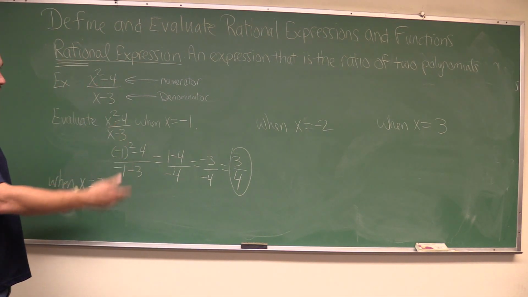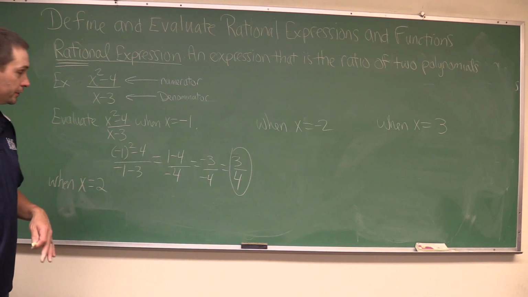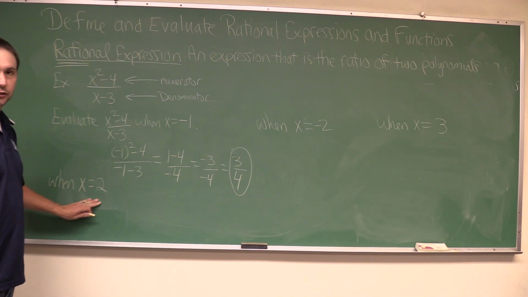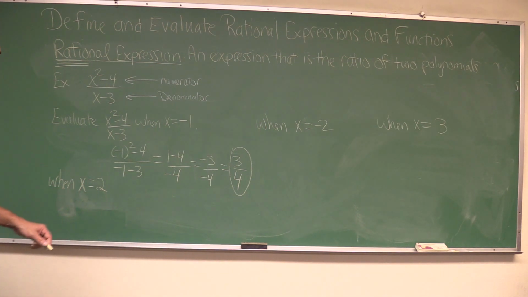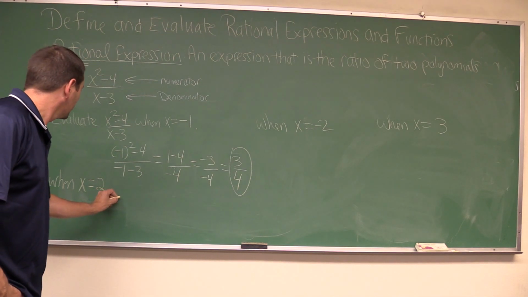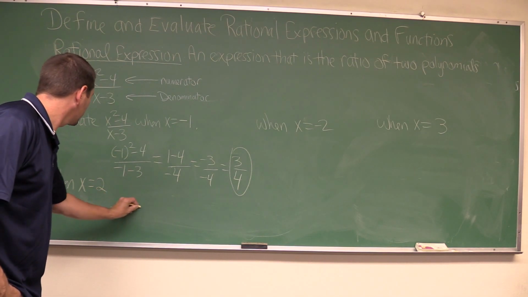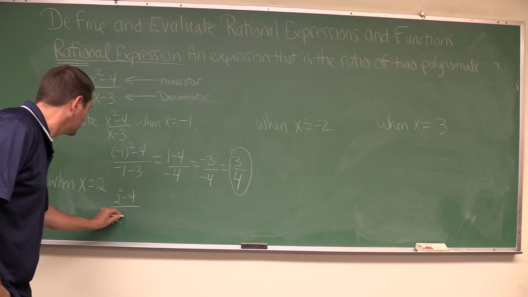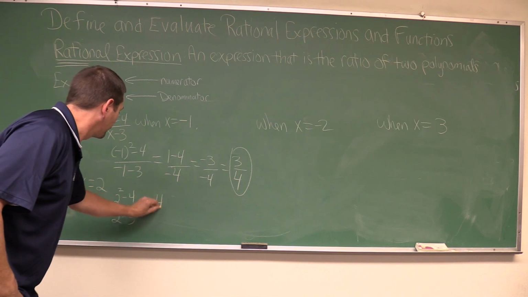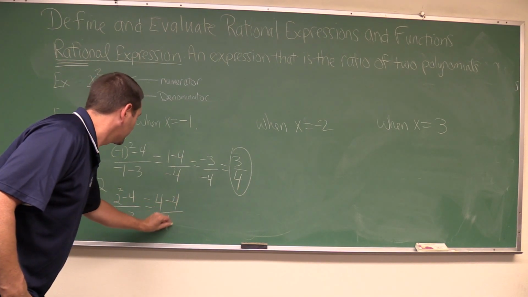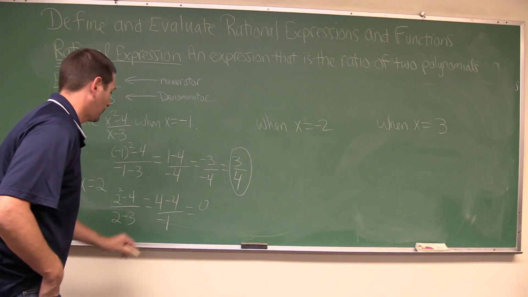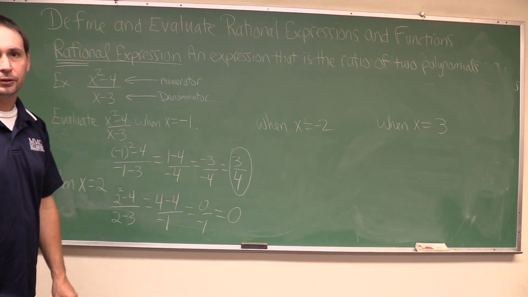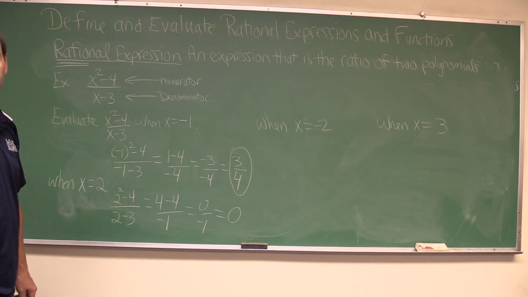So I just made a few of these here, some different points here. Let's try different values for x. Let's try when x is equal to 2. So let's evaluate this thing. If I plug in 2 for x here, I'm going to end up with 2 squared minus 4 all over 2 minus 3. I'll end up with 4 minus 4 all over -1, which is 0 over -1, which is 0. 0 on top is always 0, right? 0 on bottom is undefined.